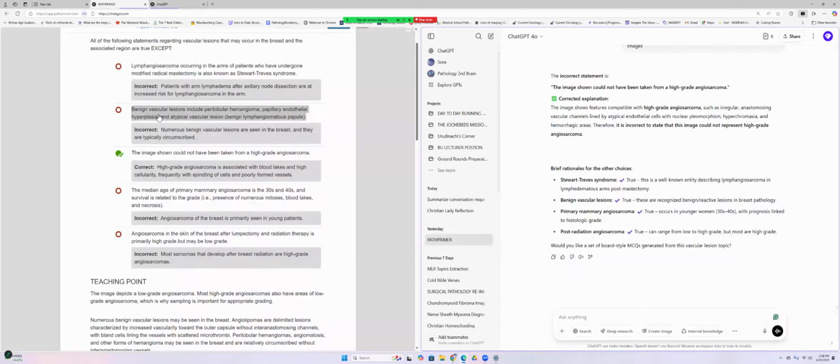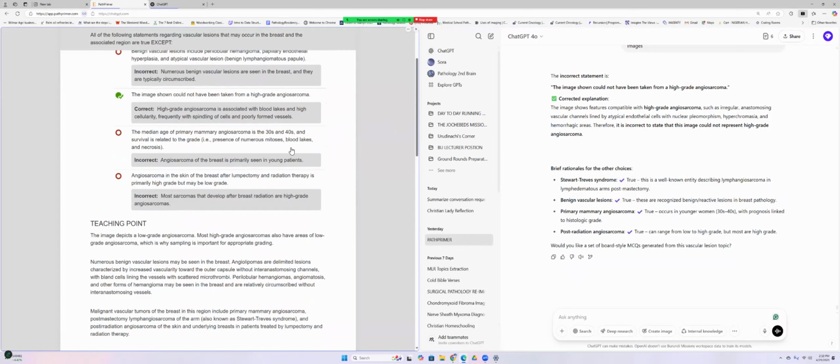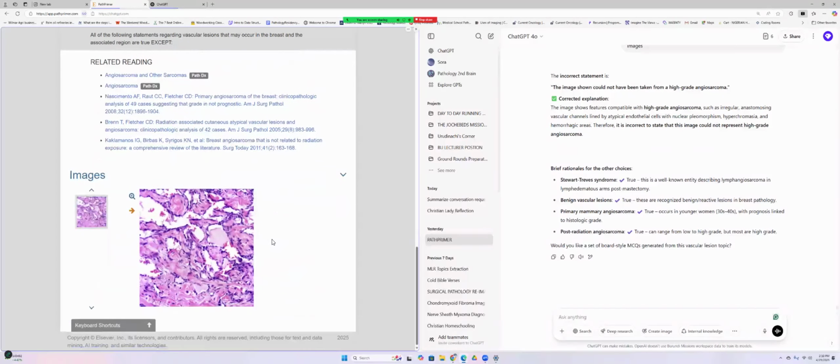The question says benign vascular lesions include perilobular hemangioma. That's correct. Papillary endothelial hyperplasia. That's correct. Atypical vascular lesion. What's another name for the atypical vascular lesion? Benign lymphangiomatous papule. Good. The image shown could not have been taken from a high-grade angiosarcoma. That's false, because it's actually a high-grade angiosarcoma.